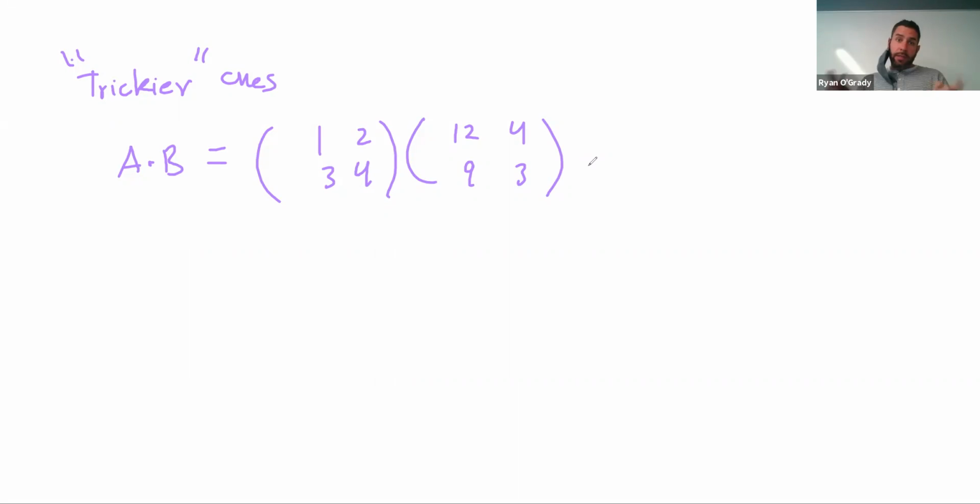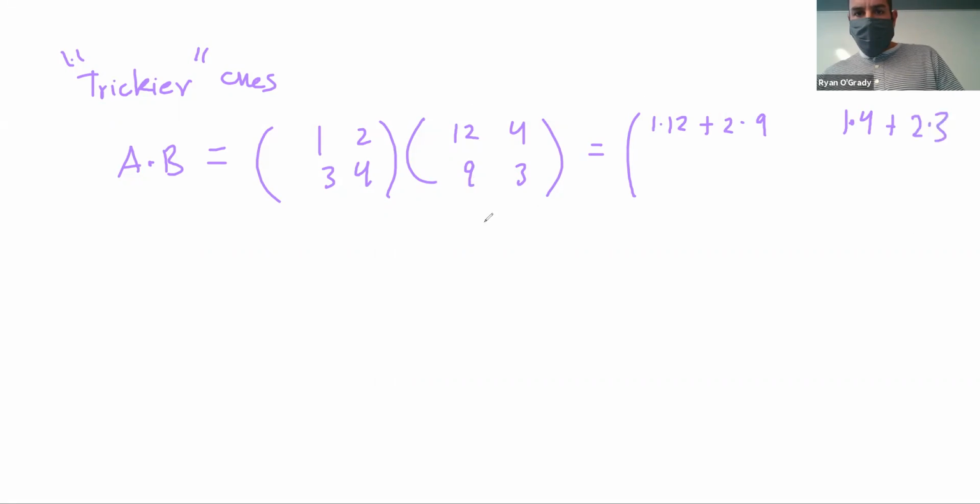5 times 6 is 30. 6 times 5 is 30. That commutativity we get with multiplication of numbers doesn't always hold for matrices. Very important thing. So anyhow, I'm going to take the first row, which is 1, 2, and multiply it by the first column. So I get 1 times 12 plus 2 times 9. Now I'll do the first row times the second column, and I get 1 times 4 plus 2 times 3. Now I do the second row times the first column, and I get 3 times 12 plus 4 times 9.